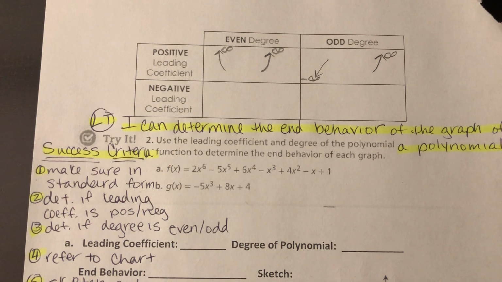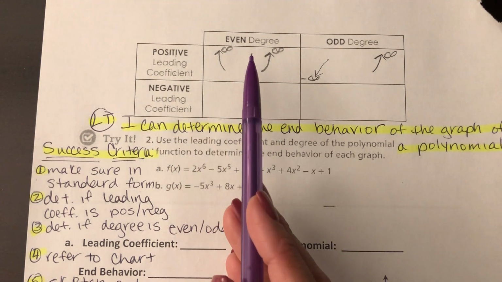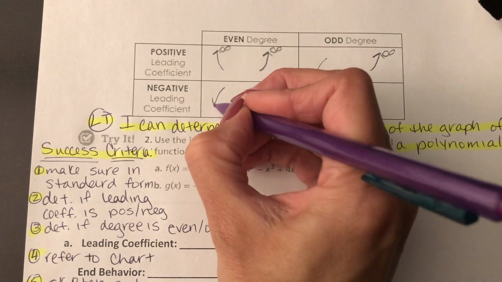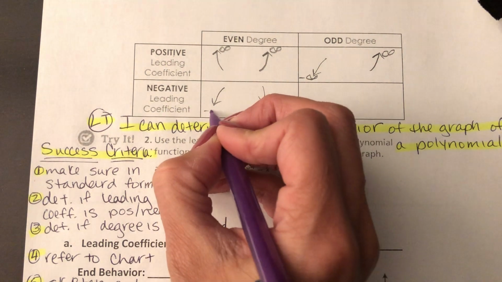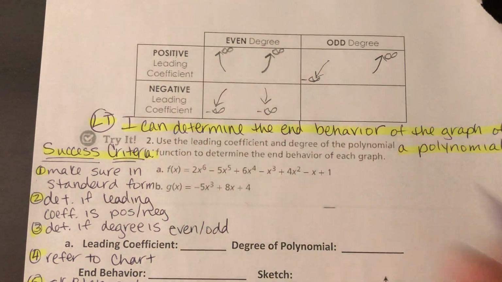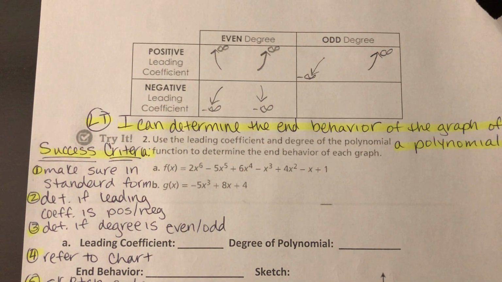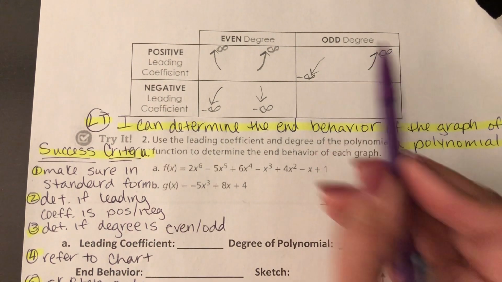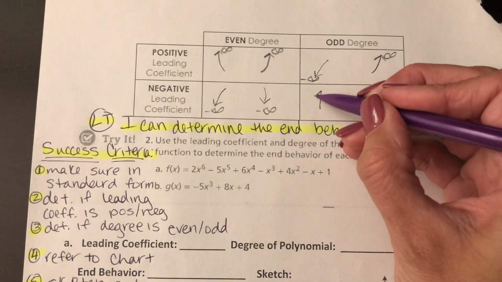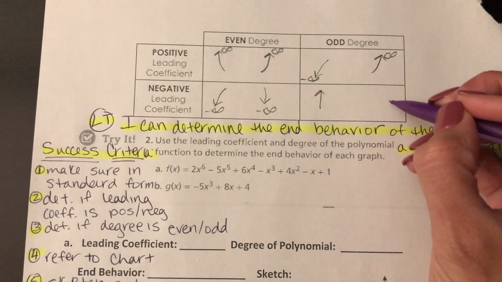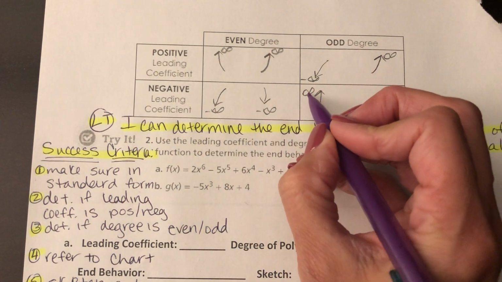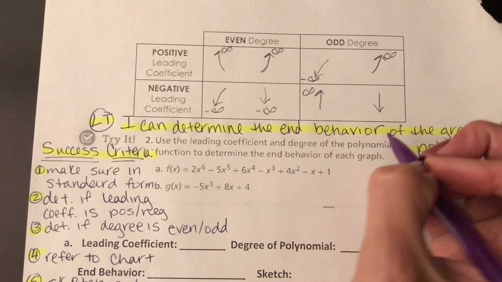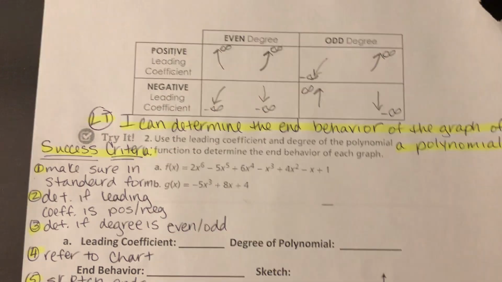So f of x is approaching negative infinity and positive infinity there. And then if you have a negative leading coefficient with an even degree, it's going to fall both to the left and to the right. So f of x is approaching negative infinity there. And then lastly, a negative leading coefficient with an odd degree rises to the left and falls to the right. So f of x is approaching positive infinity to the left and negative infinity to the right.